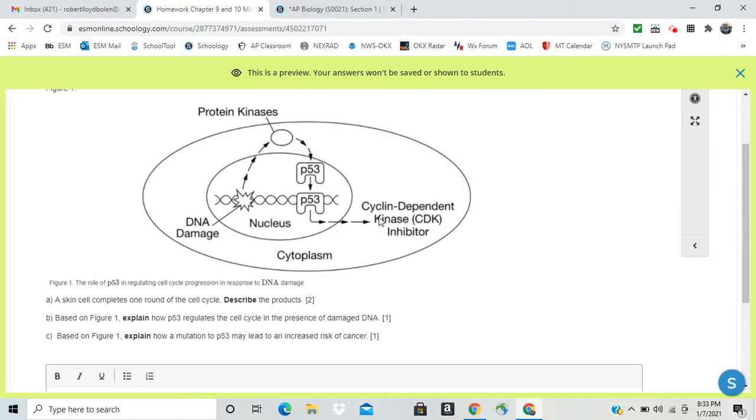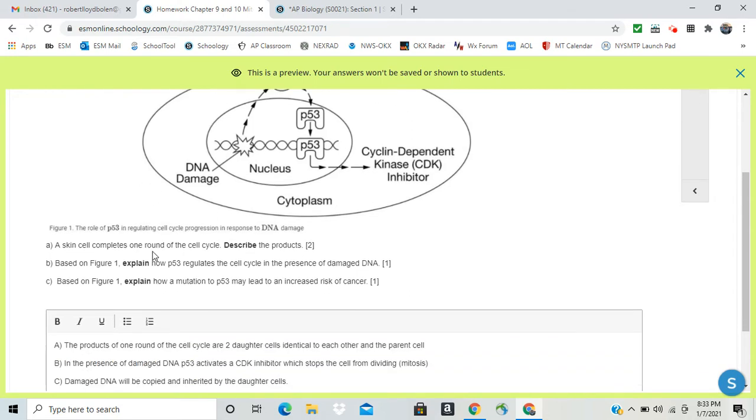Now, if you remember from the notes, cyclins control cell division. So if you inhibit a cyclin, you're going to inhibit cell division. So for letter A, a skin cell completes one round of the cell cycle. Describe the products. Well, the products of one round of the cell cycle are two daughter cells that are identical to each other and to the parent cell.